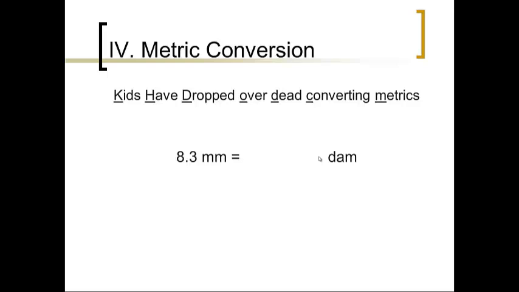Okay, try another one. 8.3 millimeters is equal to how many? And again, here's the DA. It doesn't have to be a capital D, just so long as you see DA, that means we're talking about deca. So 8.3 millimeters, how many decameters is that? Well, we do the same thing. Kids have dropped over dead converting metrics, KHDODCN, write those letters out. Cross off the last letters. So I am starting at the M. And I'm going to the capital D for deca.